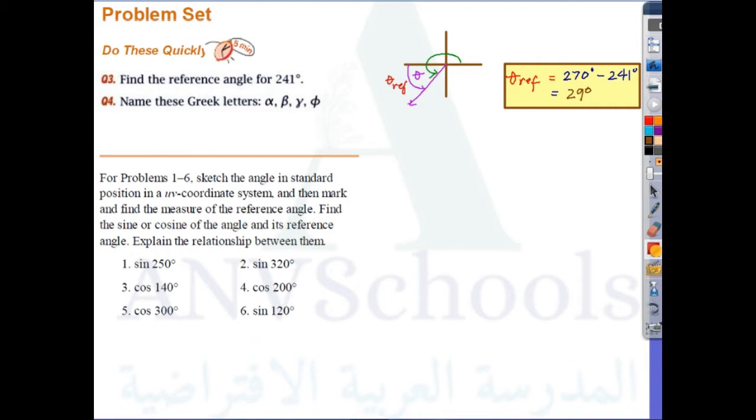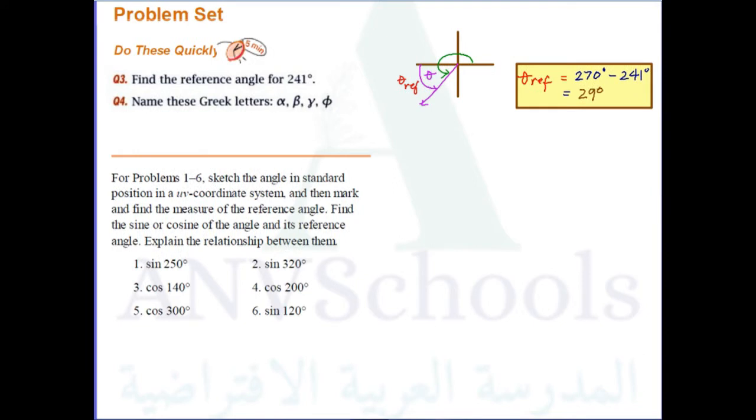Okay, number 4. Question number 4. Name these Greek letters. So the first is A, and A is also called alpha. The second letter is beta. The third is gamma. And the last is phi. So this symbol is phi. Okay, so these are the Greek letters.